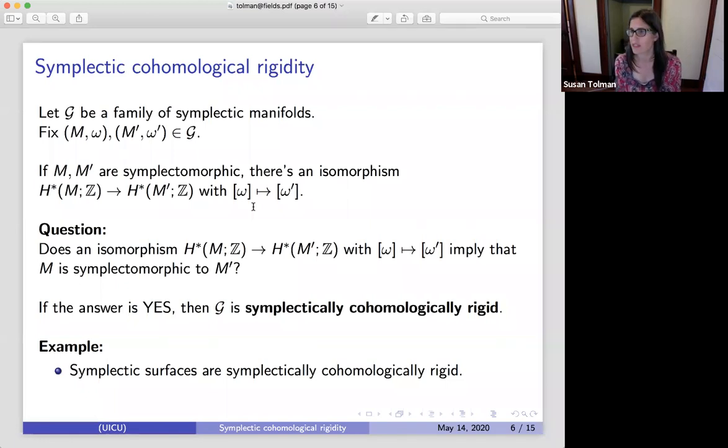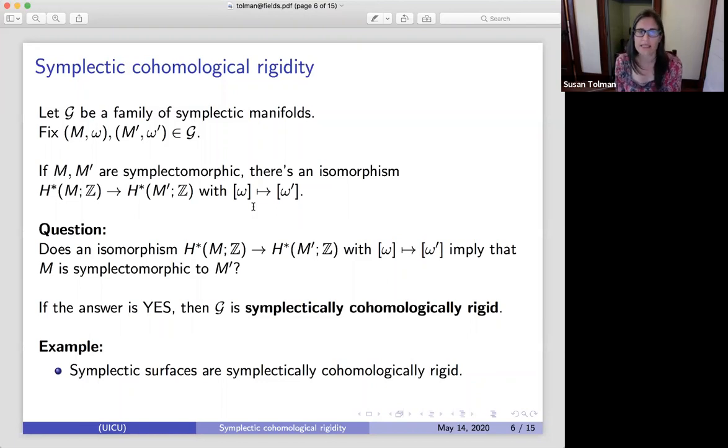So now, instead of just looking at a family of manifolds, as you might expect, we're going to look at a family of symplectic manifolds. So let's fix (M, omega) and (M prime, omega prime) in a family. Now we have an even stronger statement about the invariance. If M and M prime are symplectomorphic, then there's an isomorphism from the cohomology of M to the cohomology of M prime. And obviously, since this is a symplectomorphism, it has to take the cohomology class of omega to the cohomology class of omega prime.